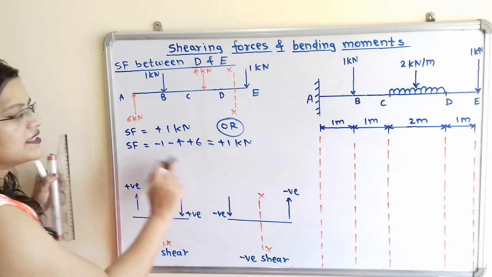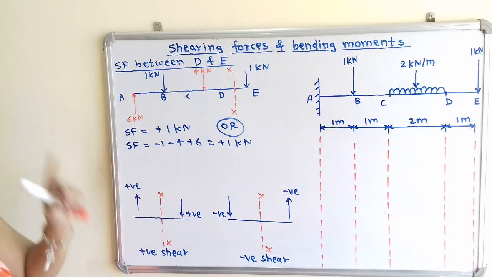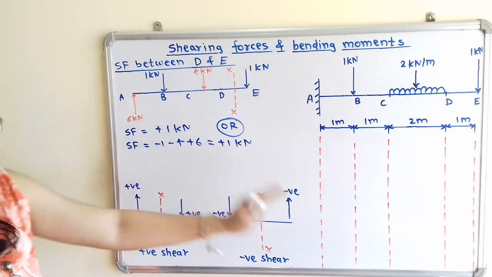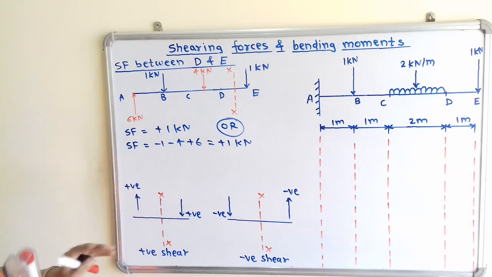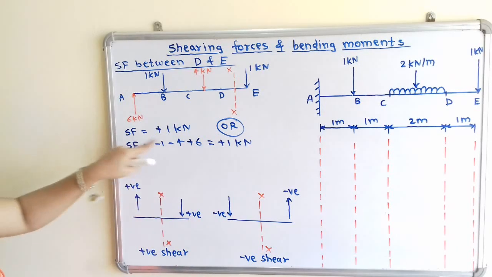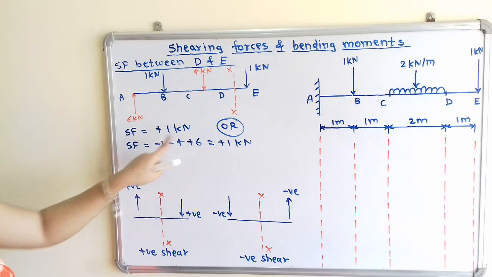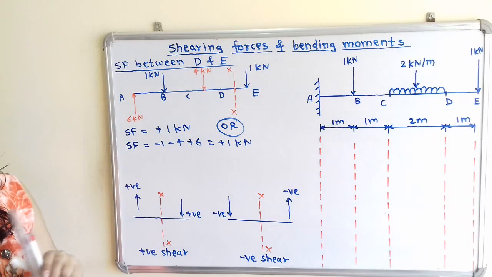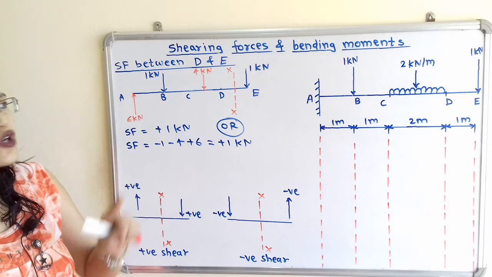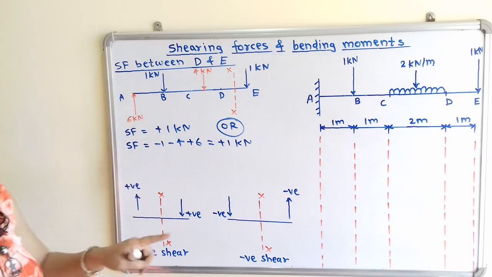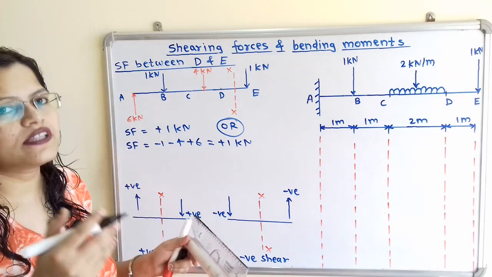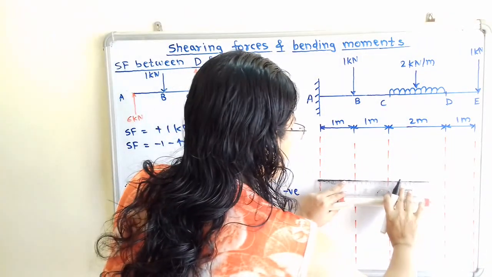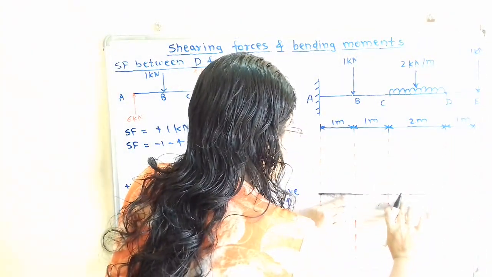So the answer is the same. So we can use any one method either on the right hand side or on the left hand side. So here we can directly write +1 or we can calculate this. Now we will mark the point. So to mark the point, to draw the shear force diagram, we have to first draw the baseline. So I will show here the baseline.